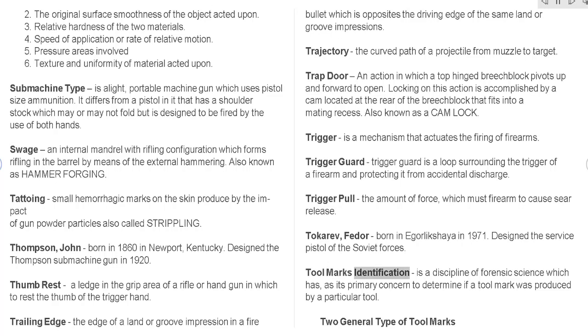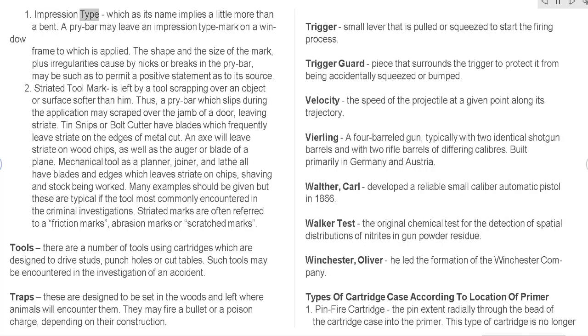Tool marks identification is a discipline of forensic science which has as its primary concern to determine if a tool mark was produced by a particular tool. There are two general types of tool marks. One is the impression type, which, as its name implies, is little more than a dent. A pry bar may leave an impression-type mark on a window frame to which it is applied. The shape and the size of the mark, plus irregularities caused by nicks or breaks in the pry bar, may be such as to permit a positive statement as to its source.